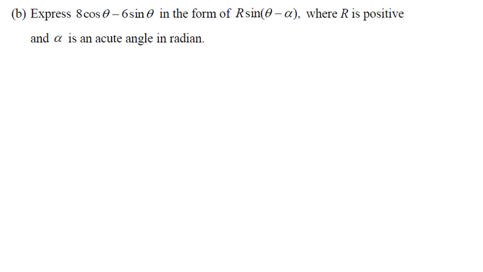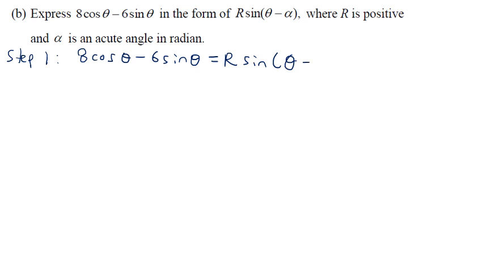Right, next is question B. This is the one using the r sine, in this case r sine theta minus alpha. So remember step number 1, you have to equate the expressions. That is 8 cos theta minus sine theta. So we equate it with the one that we need to express, that is r sine theta minus alpha.